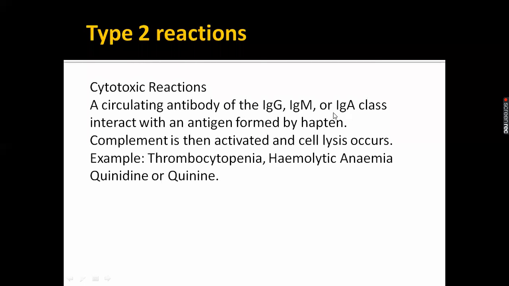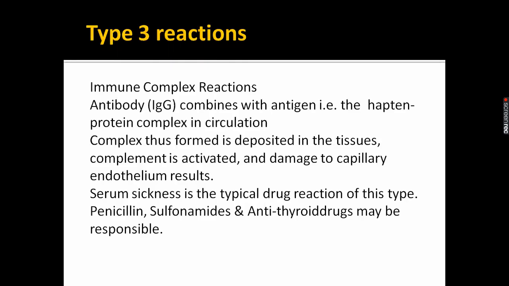So IgG, IgM, IgA class interact with the antigen formed by the haptens. So the complement is then activated and cell lysis can occur. So here the reaction is in the form of thrombocytopenia, hemolytic anemia, quinidine or quinine.